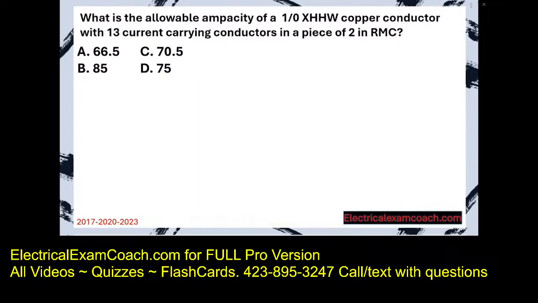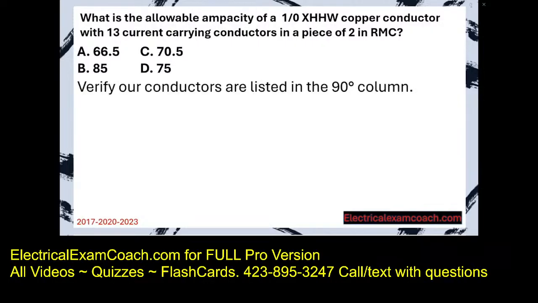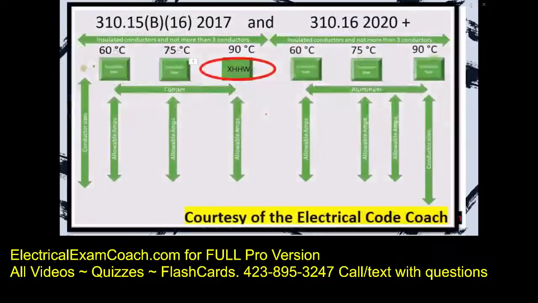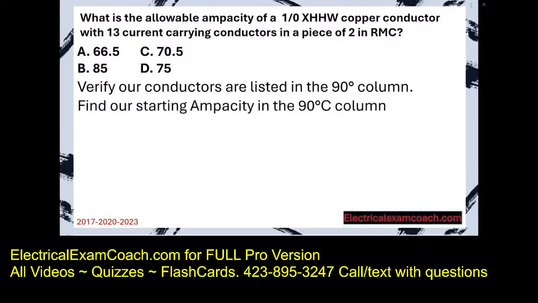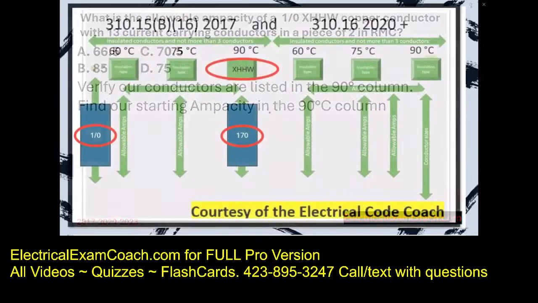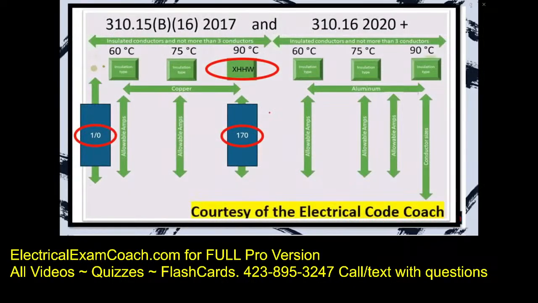What is the allowable ampacity of a 1-aught XHHW copper conductor with 13 current carrying conductors in a piece of 2-inch RMC? Step 1, we're going to verify that our conductors are listed in the 90 degree C column. When we head there, we find that XHHW is listed, so we're going to find our starting ampacity. We head to our primary ampacity table. We're on the copper side. We start until we find 1-aught on the left, then we cross all the way over to the 90, and we find that it's 170 amps.